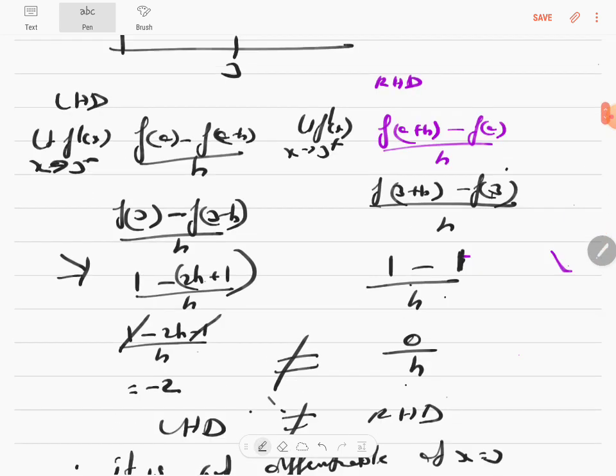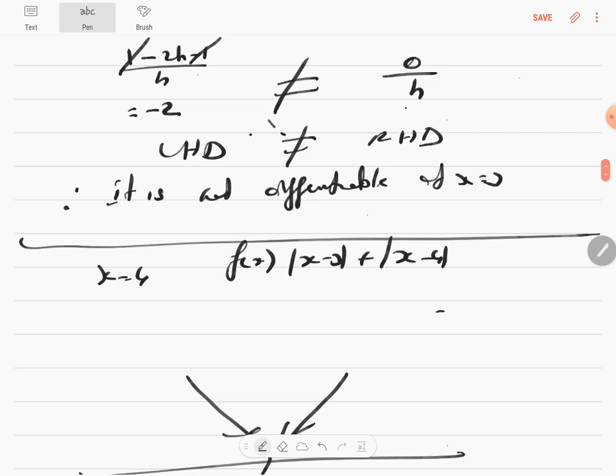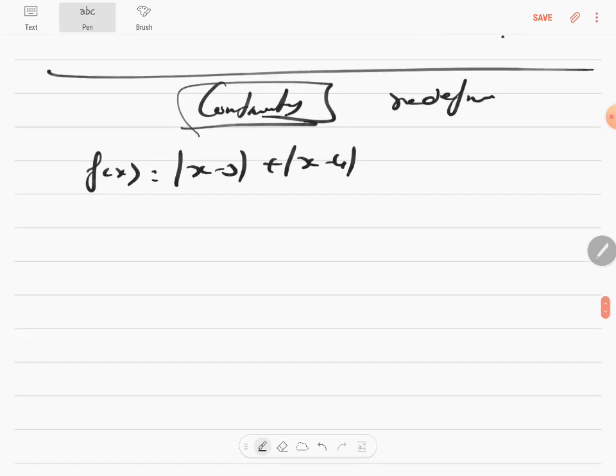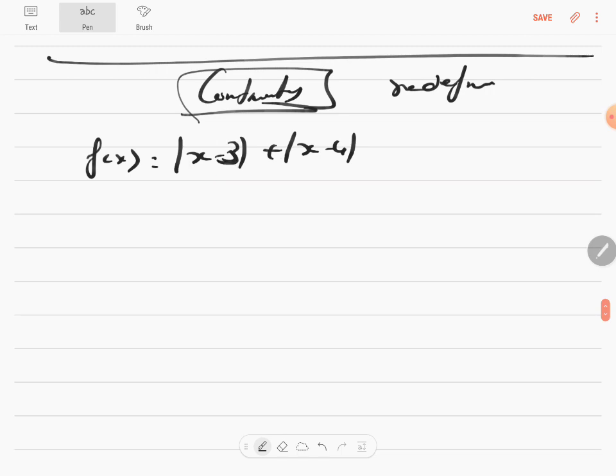So let's take the same question, which is mod of x minus 3 plus mod of x minus 4 is equal to f of x. Let's see how to redefine this function. For continuity, compulsorily you have to redefine. What are the cutting edges? 3 and 4. So put 3 and 4 on the number line. For x less than 3, the mod function will become negative. Greater than 3, it will become positive.